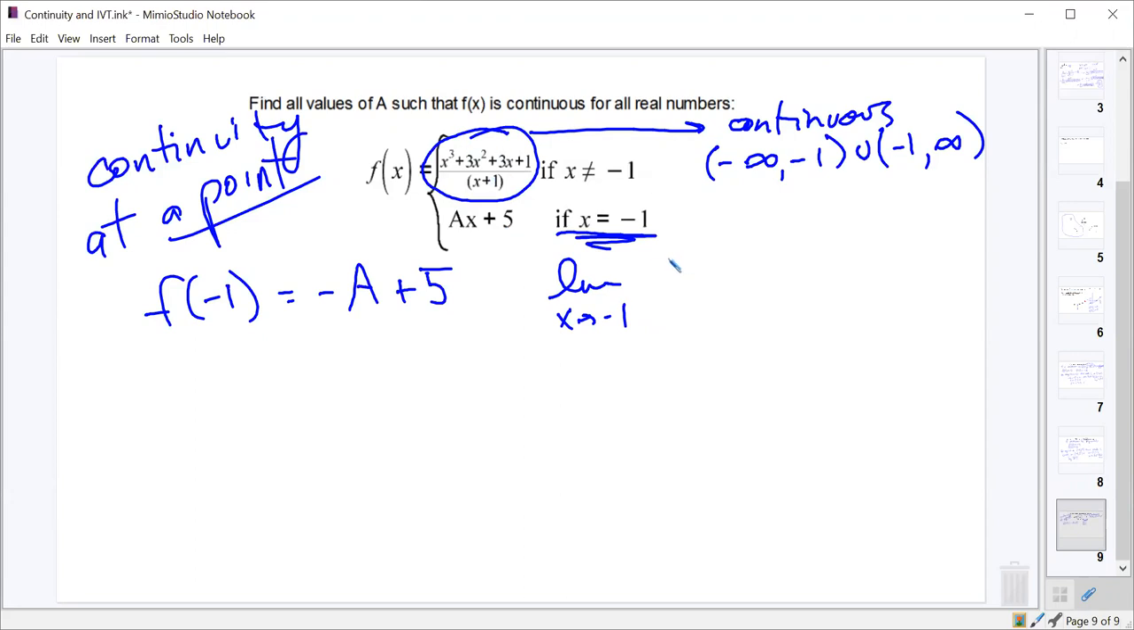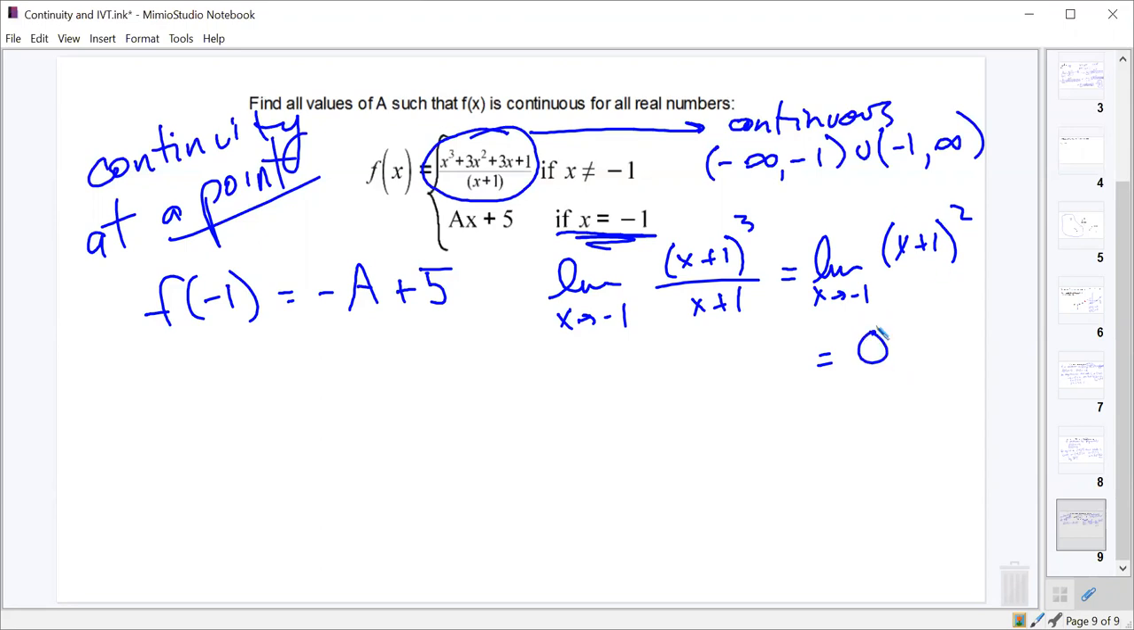So let's factor the top. The top factors, using the binomial theorem, Pascal's triangle, all that fun stuff, to x plus 1 cubed, and then over x plus 1, giving us the limit as x approaches -1 of x plus 1 squared. And what does that equal? If I plug in -1 to that, what do you get? 0. So does that limit exist? Yes. Yep, 0 is a number, right? That limit exists. So the function exists, the limit exists.